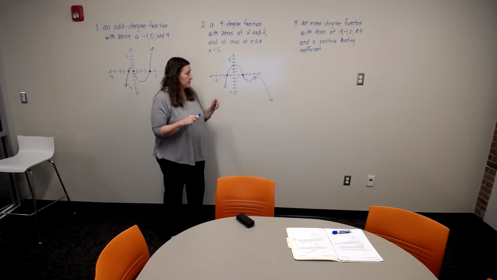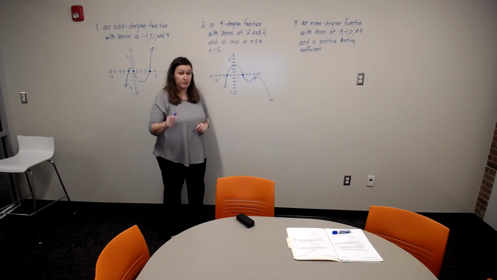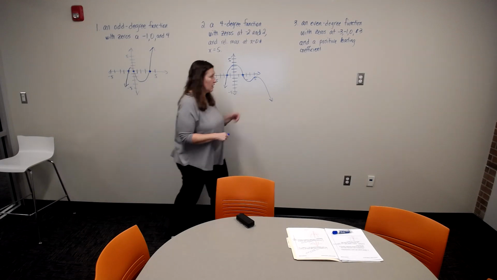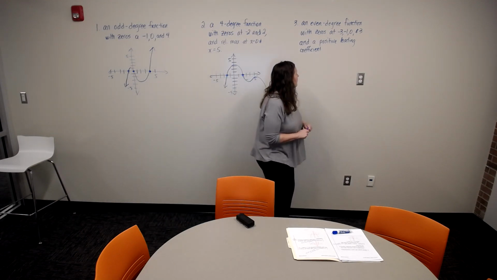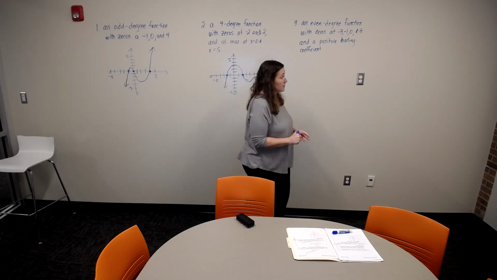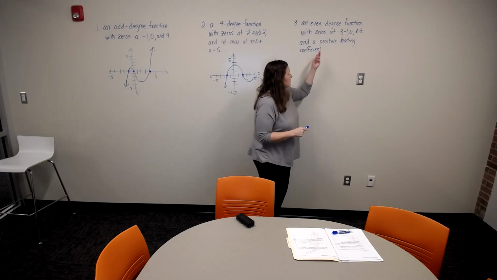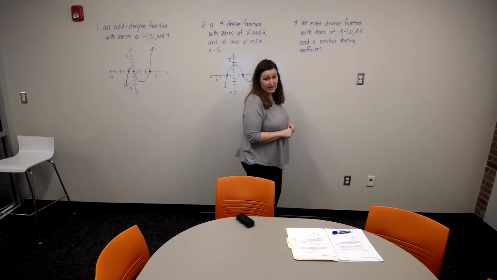All right, so you might want to pause here and finish this up if you're not done with that. You also might want to pause here and copy down example 3 from the blank notes and then get ready for that. All right, now moving on to example 3, we need an even degree function. So we know it has to either be both up or both down at the ends, with zeros at -3, -1, 0, and 3, a lot of zeros, and a positive leading coefficient.